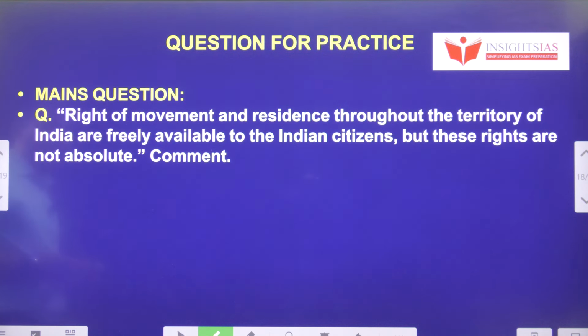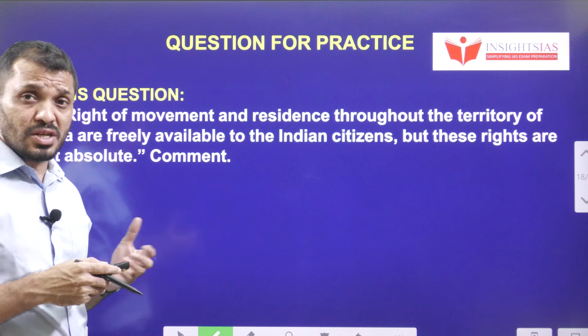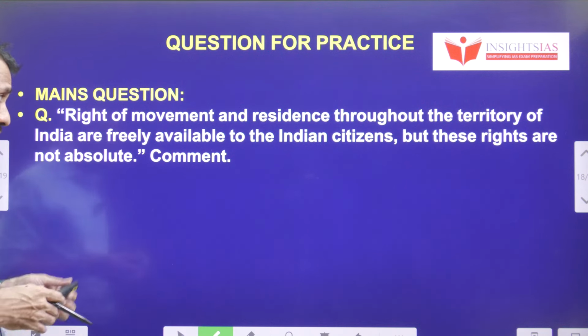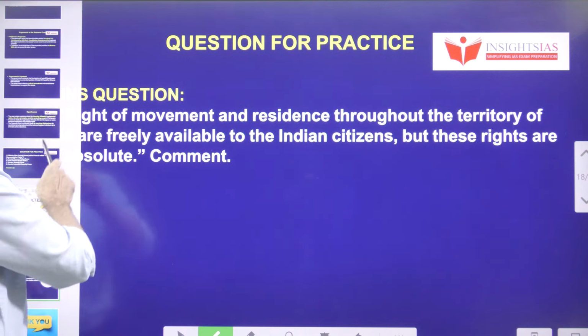Mains question: the right of movement and residence throughout the territory of India is freely available to Indian citizens, but these rights are not absolute. That means these fundamental rights are not absolute, they are only limited. Comment on this particular mains question.